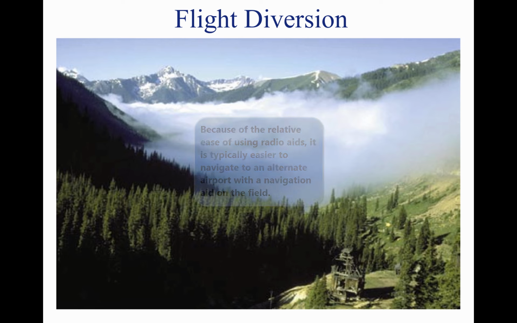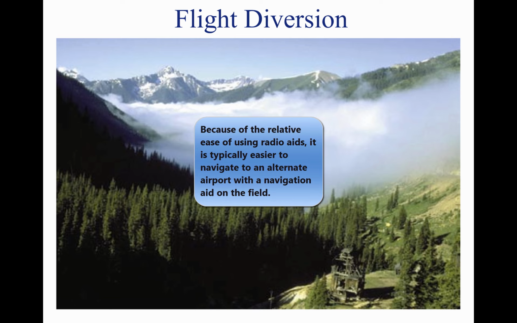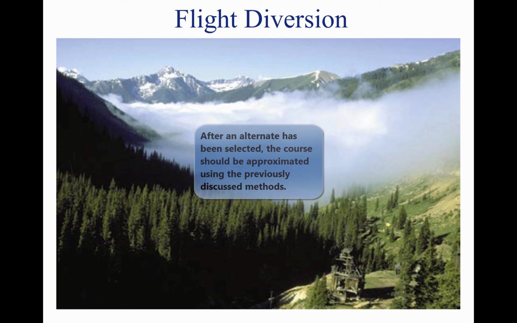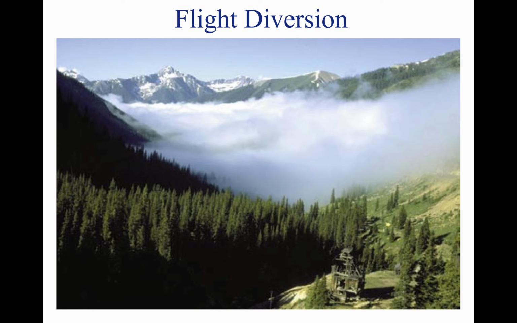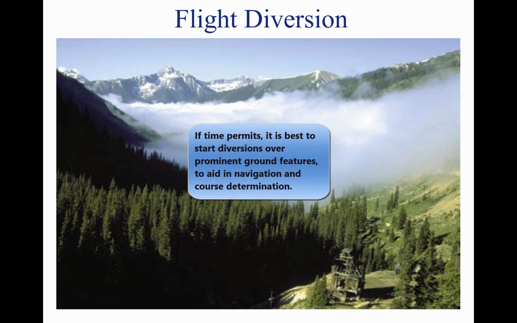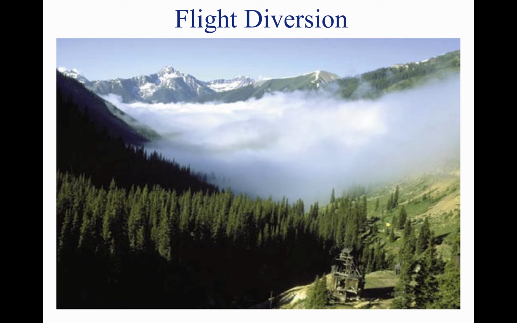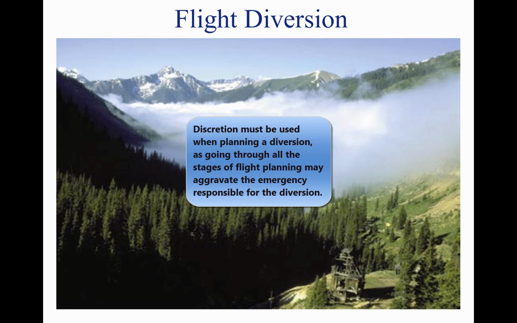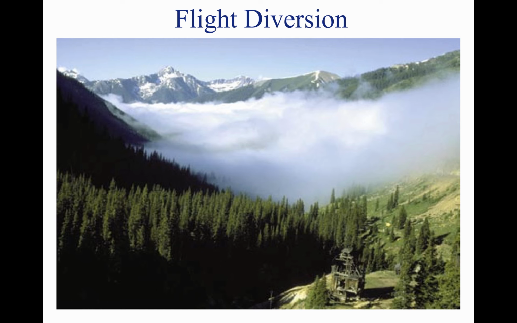It is typically easier to navigate to an alternate airport that has a VOR or NDB facility on the field. After selecting the most appropriate alternate, approximate the magnetic course to the alternate using a compass rose or airway on the sectional chart. If time permits, try to start the diversion over a prominent ground feature. However, in an emergency, divert promptly toward your alternate. Attempting to complete all plotting, measuring, and computations involved before diverting to the alternate may only aggravate an actual emergency.